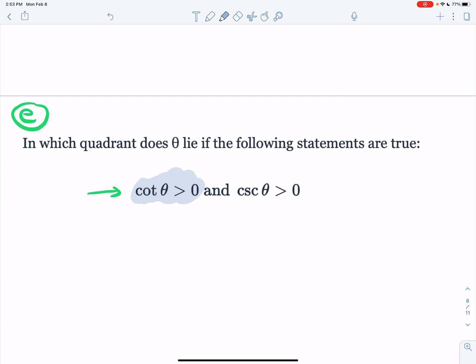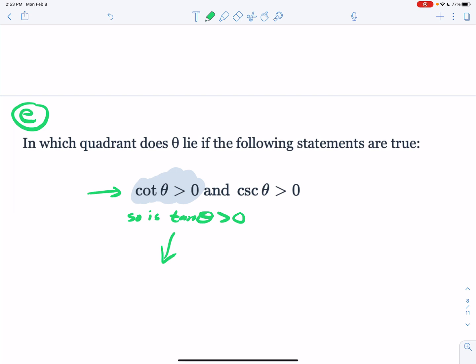Here it says cotangent is greater than 0. That means that cotangent is positive. So if cotangent is positive, so is its reciprocal, tangent, right? Because when you flip something, the signs are still the same, right? 3/4, if you flip it, it's 4/3. It's still positive. So if cotangent is positive, so is tangent.